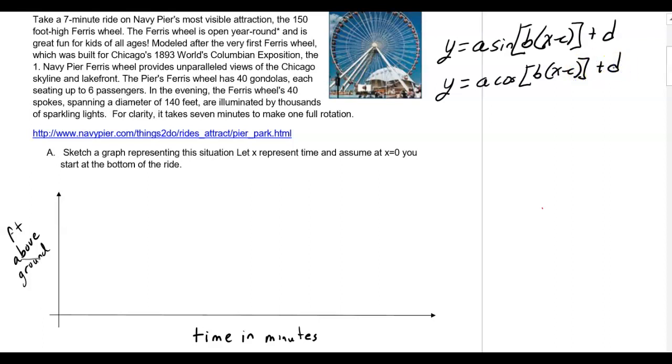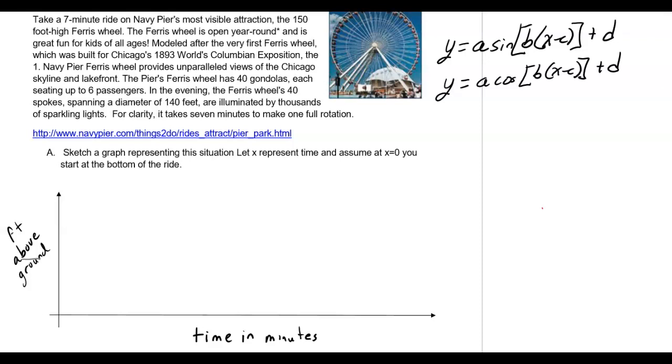So you may remember A is called the amplitude. It's the vertical stretch. B impacts the period. It is the horizontal stretch or compression. C is the horizontal shift. And D is the vertical shift from our previous unit.